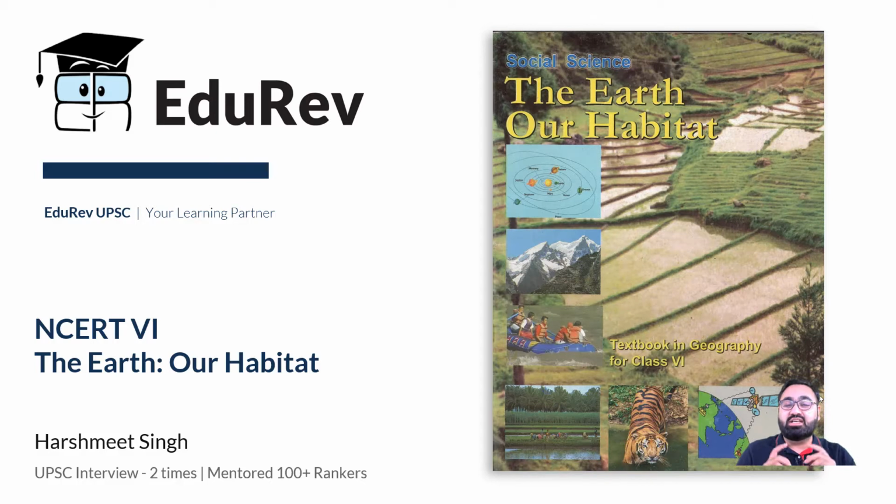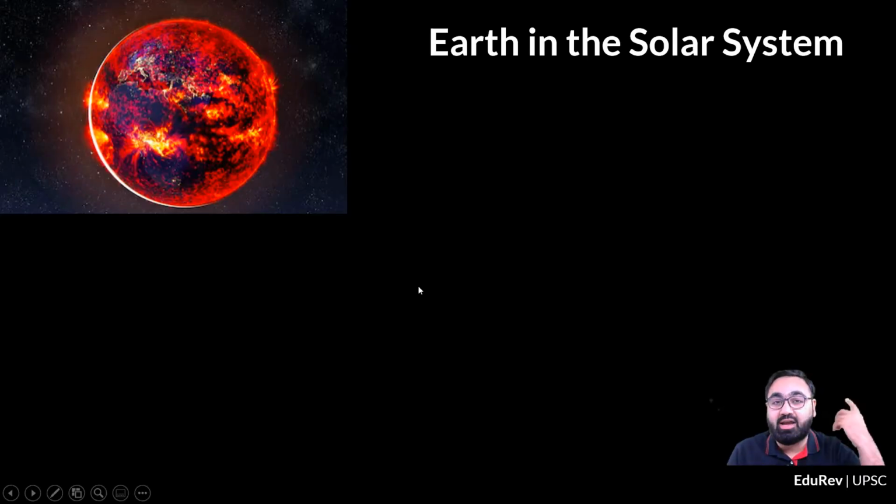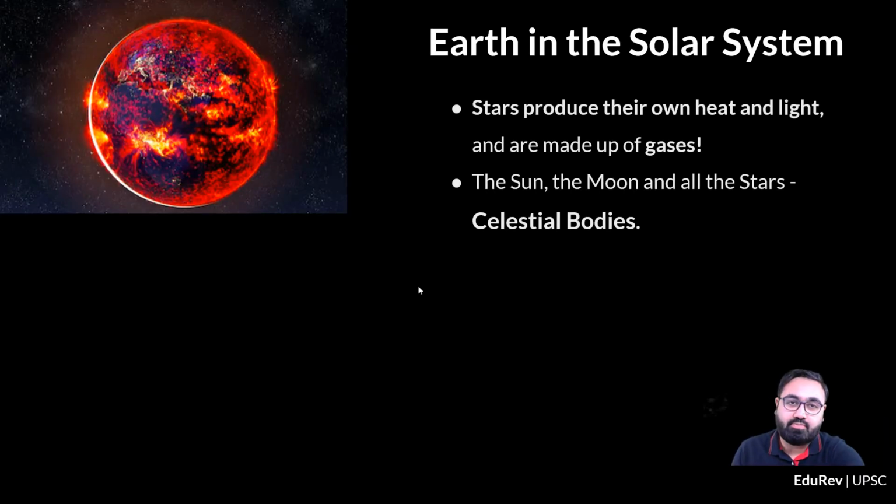As you know, the Class 6 Geography NCERT book helps you in forming the basic understanding about geographical concepts that you will read about in your higher classes as you go on. This particular book starts by telling you about the Earth in the solar system. As you know, the Earth is not alone in the solar system. There are billions of stars in our universe. These stars have their own heat and light and are indeed made up of gases.